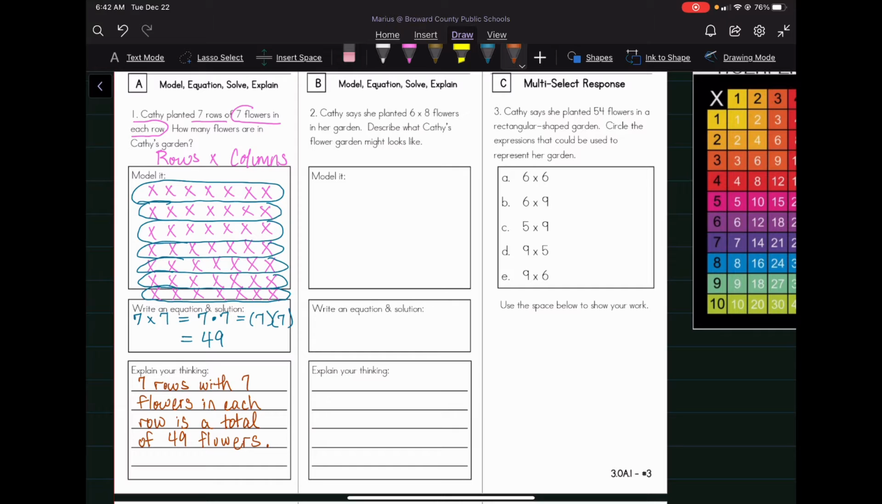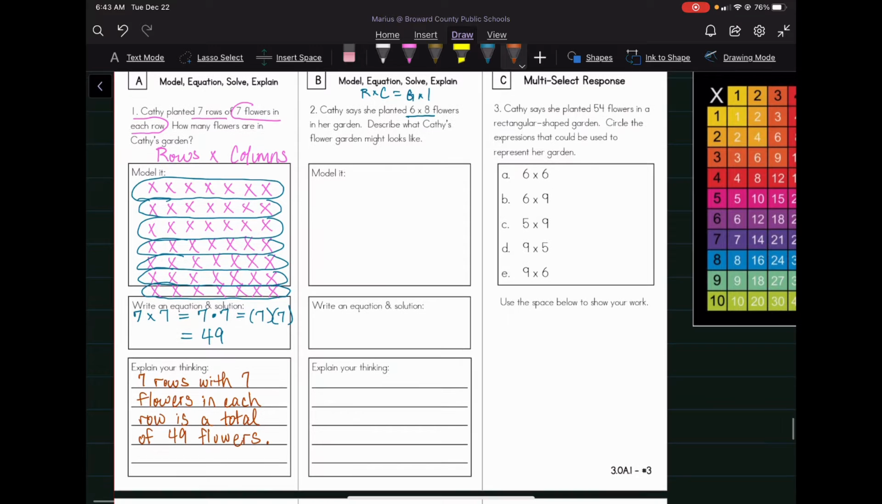B says Kathy says she planted 6 by 8 flowers, or 6 times 8 flowers in her garden. Describe what Kathy's flower garden might look like. We have 6 rows with 8 flowers in each row. So this is the first row. 1, 2, 3, 4, 5, 6, 7, 8.